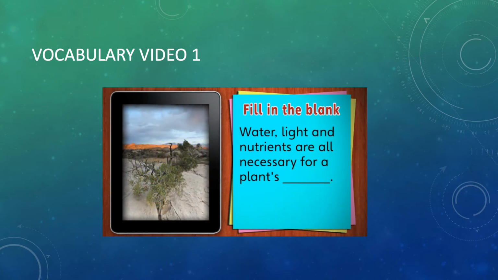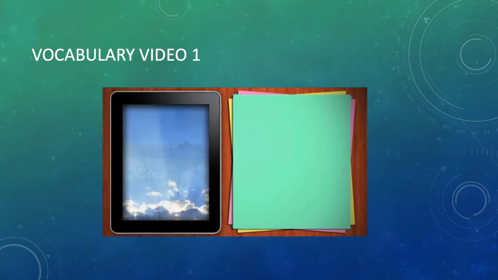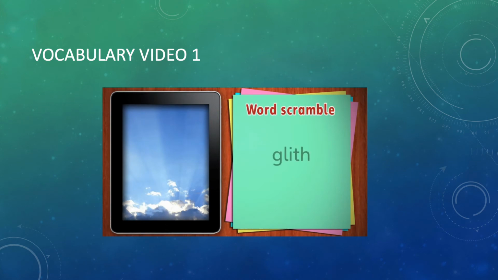Water, light, and nutrients are all necessary for a plant's survival. Unscramble this word. Light. Plants need light. They use the energy from light to make their food.